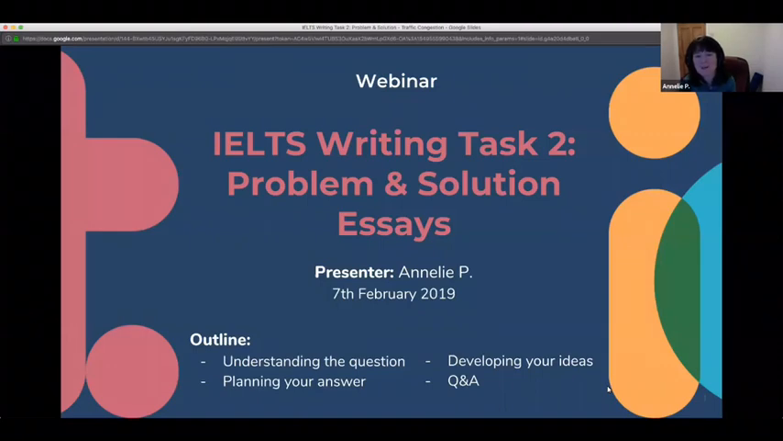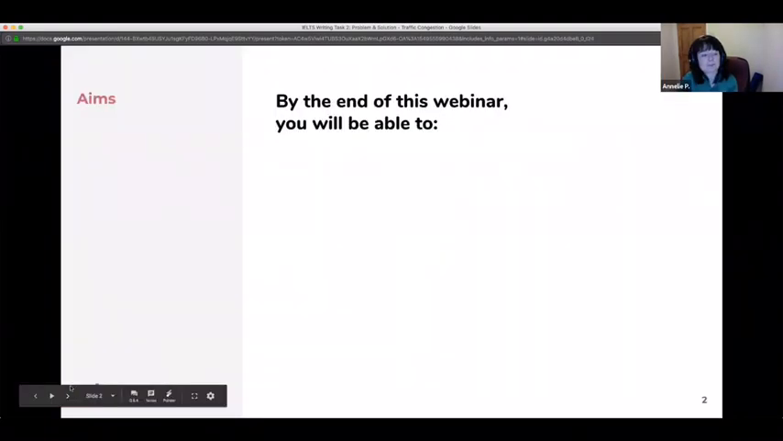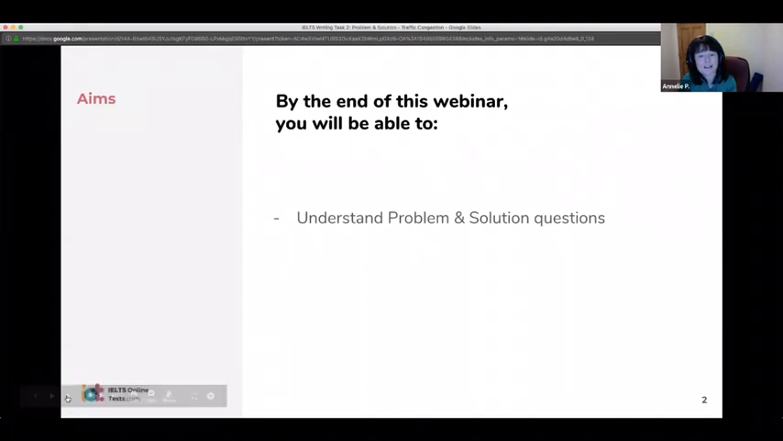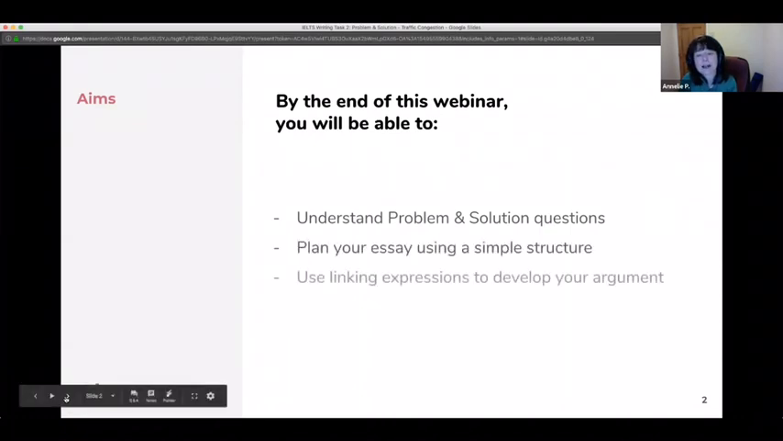As Jamie said, we're going to focus on the writing task 2 today, and specifically problem solution essays. We're going to look at recognizing the question, planning your answer, and then developing your ideas in the essay itself. So we'll just have a look at that.